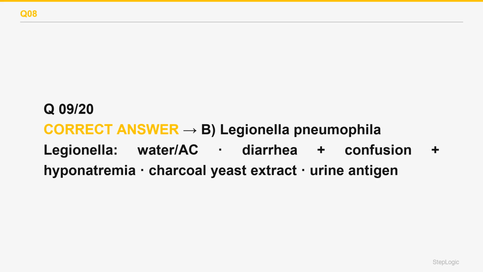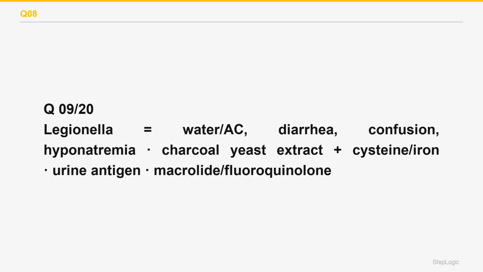The urine antigen test is the rapid diagnostic of choice. Treat with a macrolide or a respiratory fluoroquinolone. The combination of an atypical pneumonia with GI and CNS symptoms, hyponatremia, and a water source exposure is the signature of Legionella. The special media requirement and urine antigen seal the diagnosis.